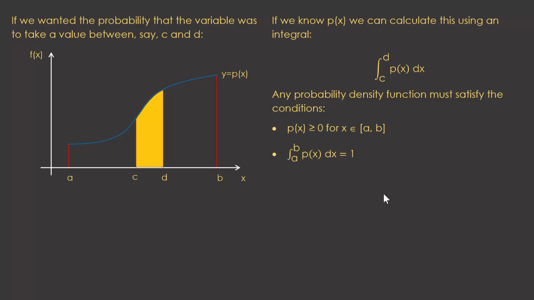We may see questions where we're asked if a given function could be a PDF. So it has to satisfy both of these conditions. And always check this first one first, because it's the easiest one to check. If the curve dips below the axis, it can't be a PDF.